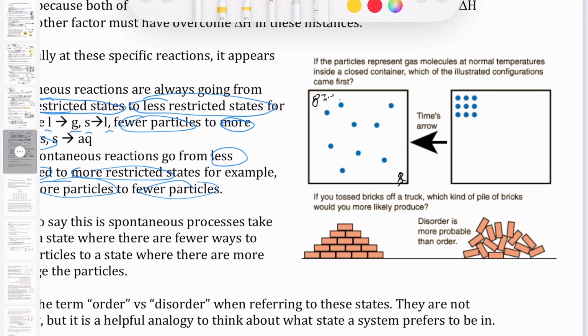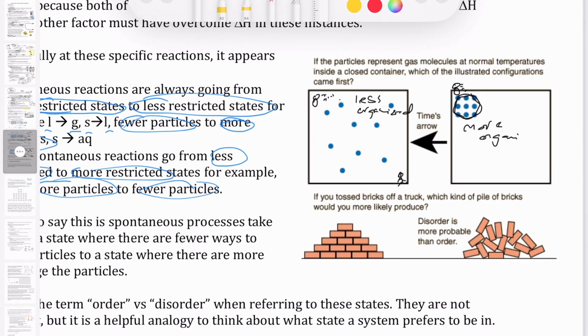It's very unlikely, in fact never really happens, that if we spray that perfume at one side of the room, all those gas particles will just stay there on that side of the room and never move. We don't see that happen. So again, the idea here is that between these two pictures, this one is more organized, and this one is less organized.